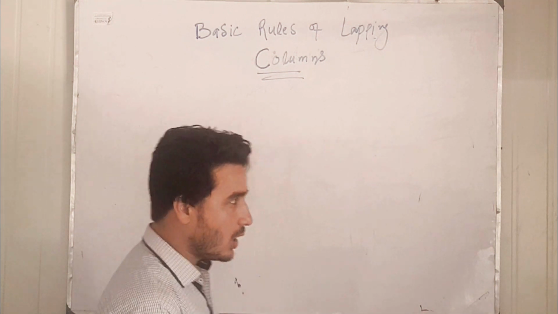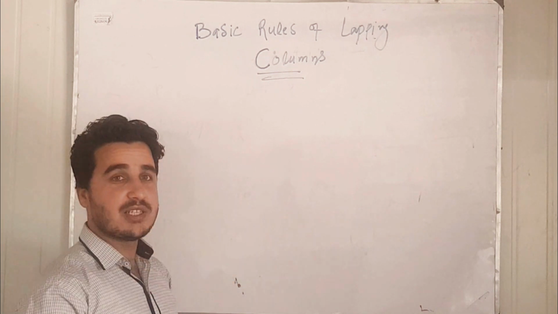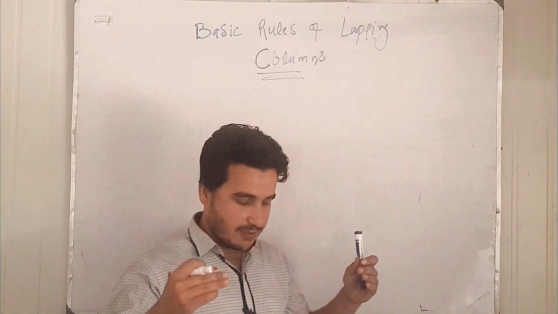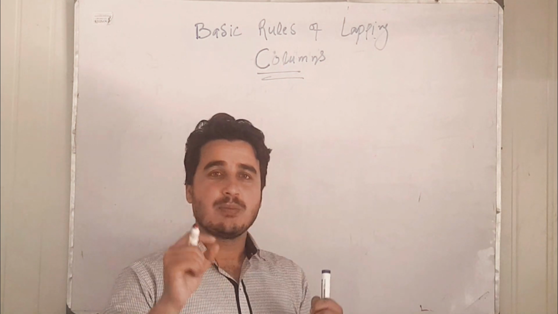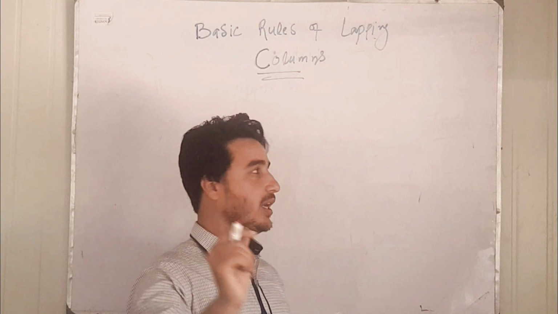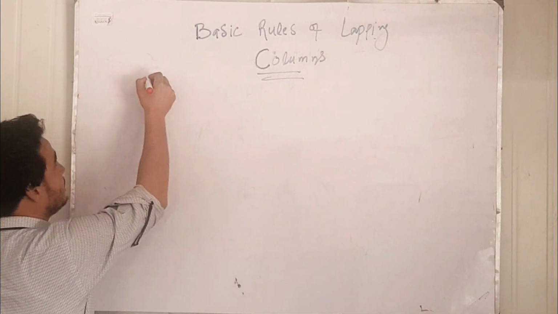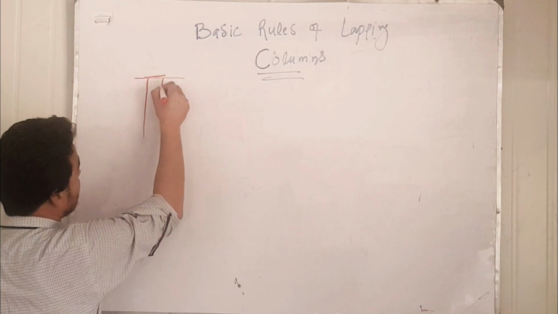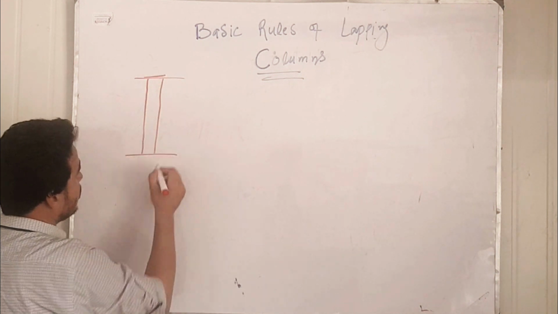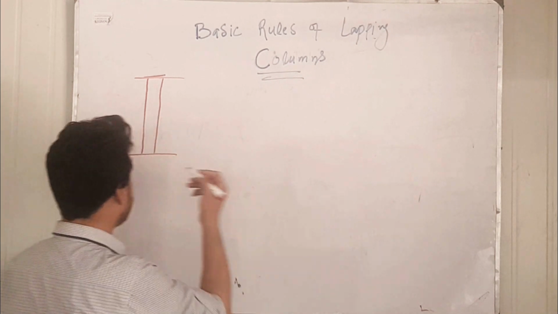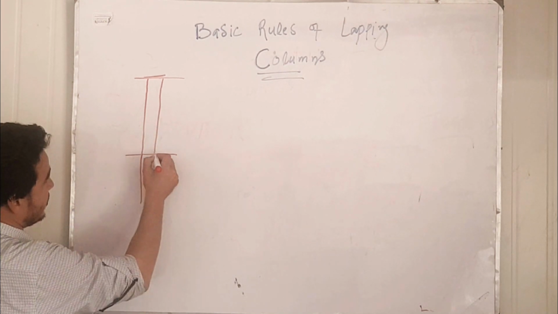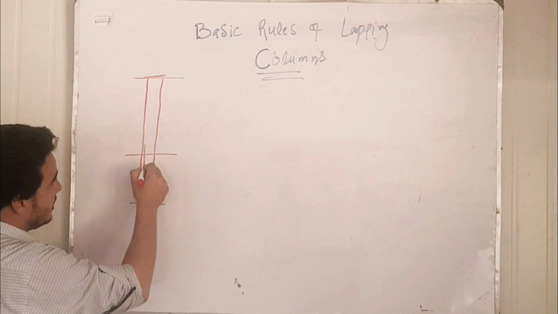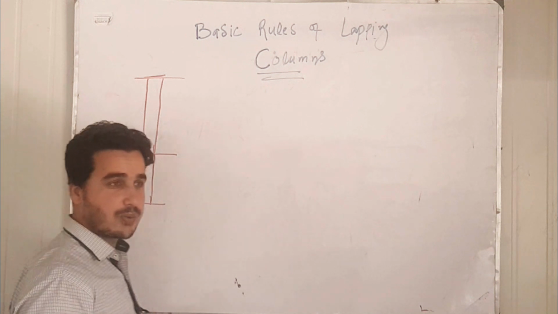Okay, so the first thing, which has been discussed for years and still is followed throughout the world, is what is the best place to lap a column. Like, if this is a column, let's suppose this is a slab, this is a column, and a column is coming from the bottom story. So where shall we lap the bars in these columns? This has been an important question.